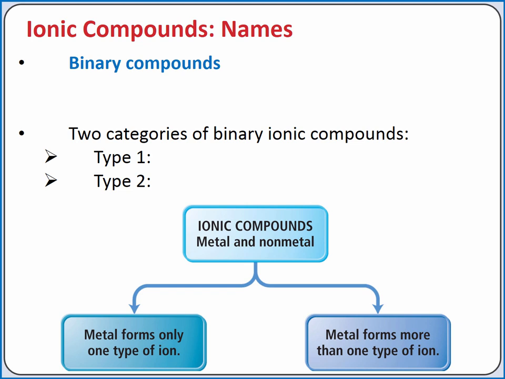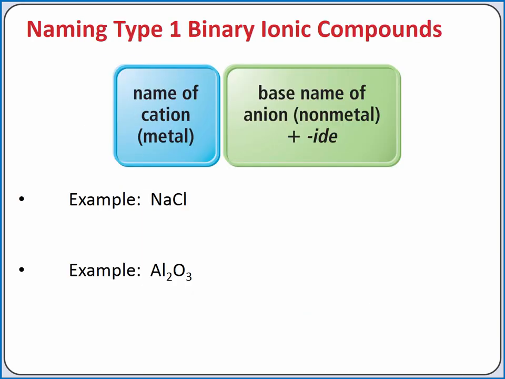Type 1 metals only form one type of ion. Type 2 metals will form ions with more than one possible charge. For type 1 metals, we use the name of the cation, which is the same as the name of the metal, followed by the base name of the nonmetal with an IDE ending.